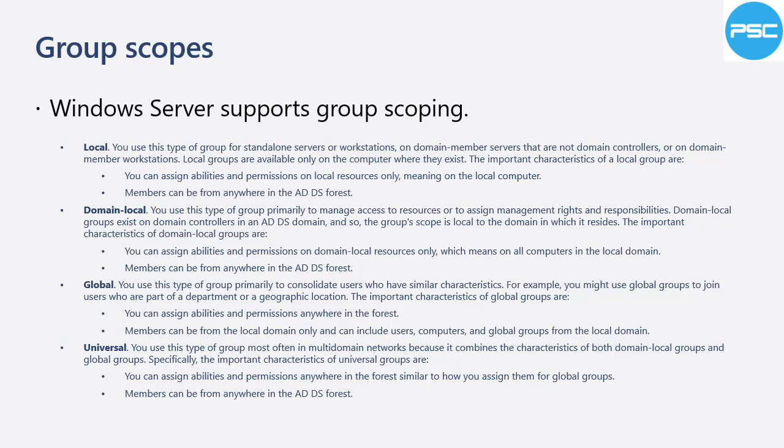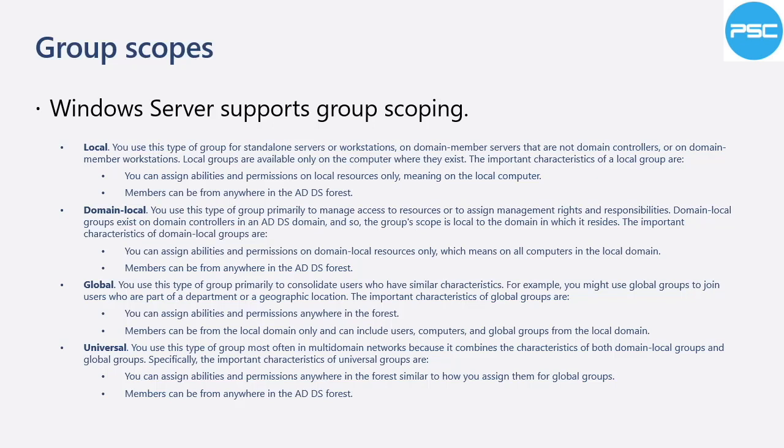There are 4 group scopes. Local. You use the local type of group for standalone servers or workstations, on domain member servers that are not domain controllers, or on domain member workstations. Local groups are available only on the computer where they exist. The important characteristics of a local group are: you can assign abilities and permissions on local resources only, meaning on the local computer. Members can be from anywhere in the ADDS forest.